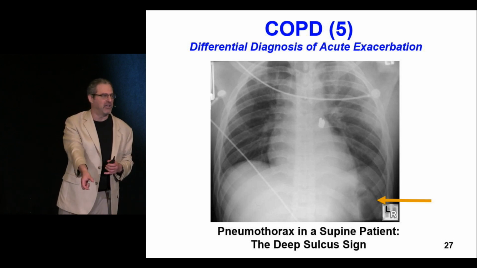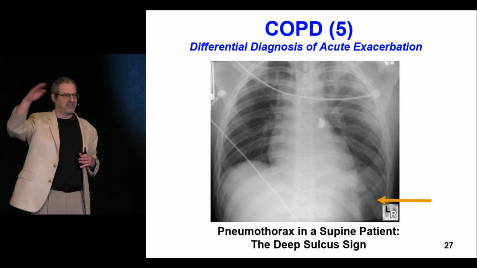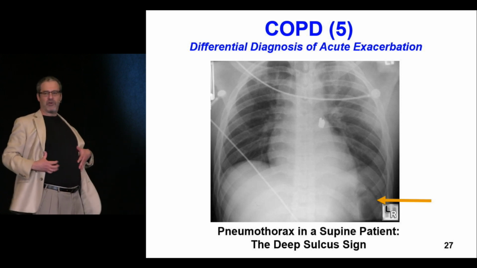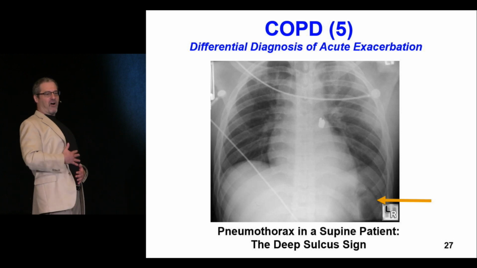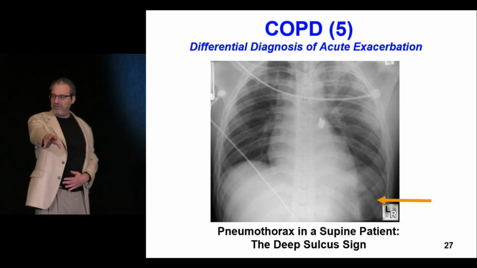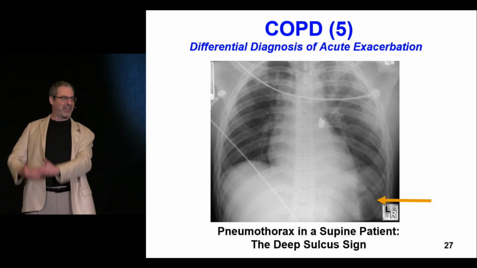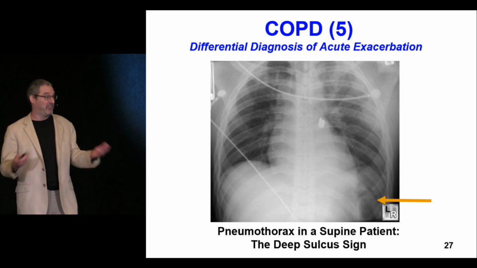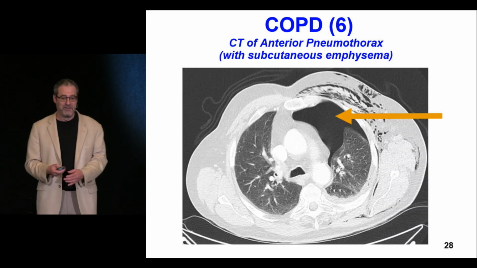This is the deep sulcus sign. So this patient, you don't see the obvious pleural line like the classic textbook pneumothorax, but that's because they're lying flat on their back, and if you can imagine, all the air is accumulating here, anteriorly. And so when you see that deep sulcus, you're seeing this big pocket of air right in front of that diaphragm. So that's a deep sulcus sign, and that's very, very important, because if you have a COPD patient with a deep sulcus sign and they're sick, they need a chest tube, right? Okay.